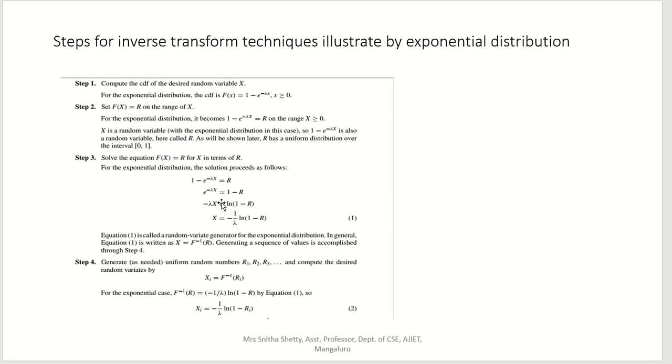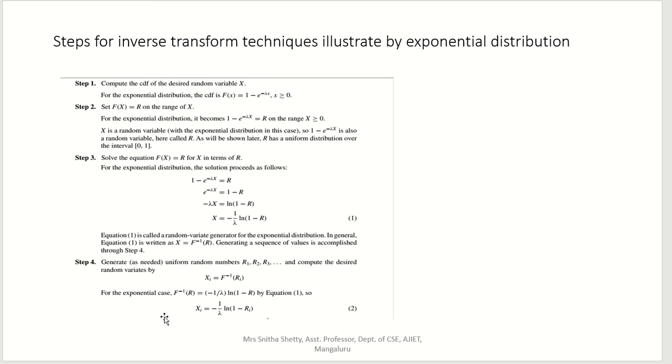So what is the main aim? Why am I doing this? I want to generate a random variate using r. So I want the value for x. Now I can derive the formula: I can move this to the right hand side, so I can write x is equal to minus 1 by lambda ln of 1 minus r. This is a very important formula to generate the random variate using exponential distribution. Using this you can generate the random variate for exponential distribution.